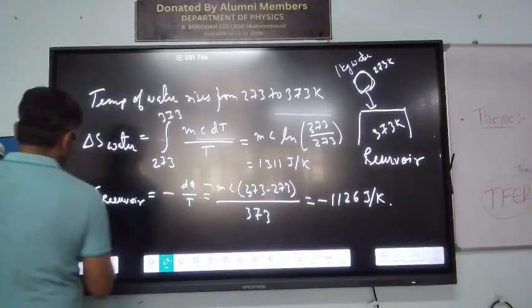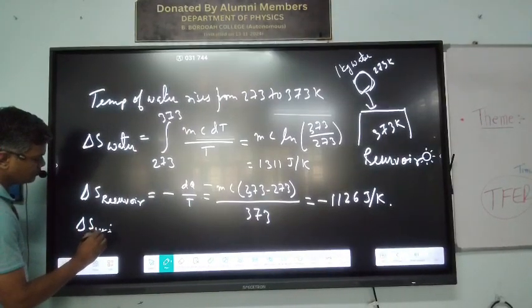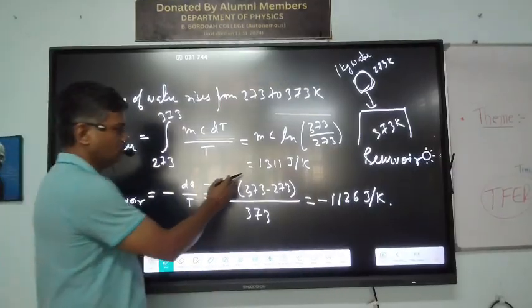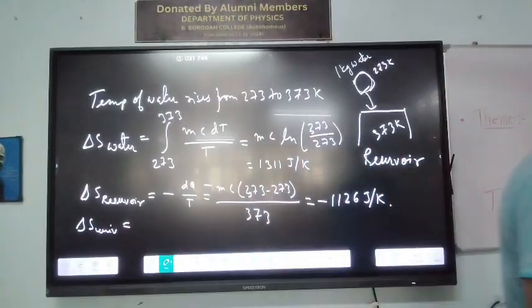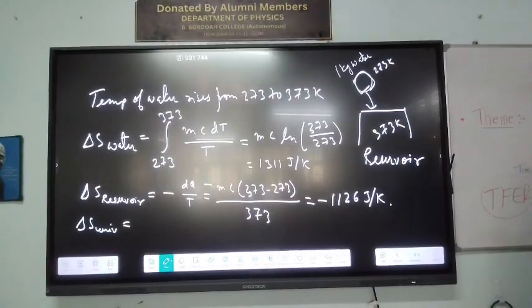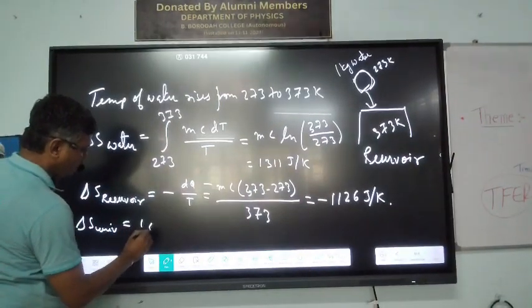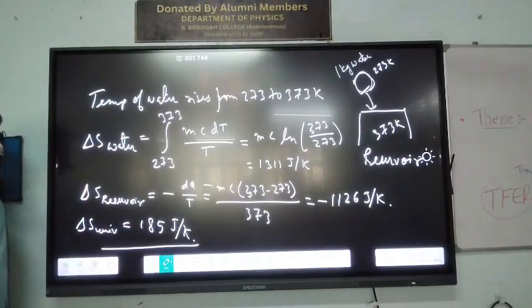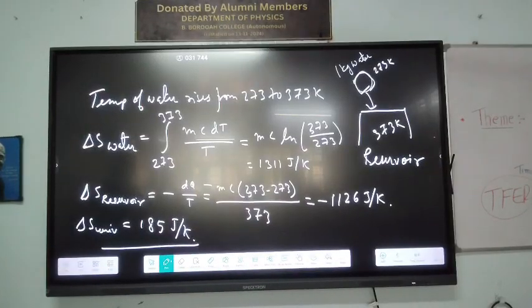So what will be the change in entropy of the universe? This plus this. So it will come out to be around 185 joule per Kelvin. So you see, it is not equal to 0. It is greater than 0. So it is an irreversible process.